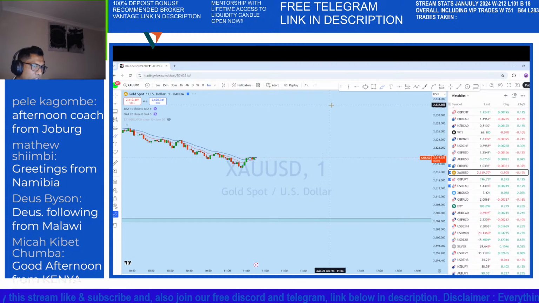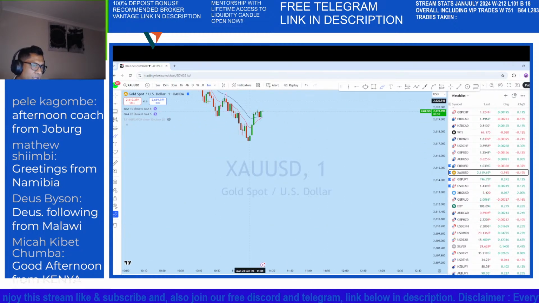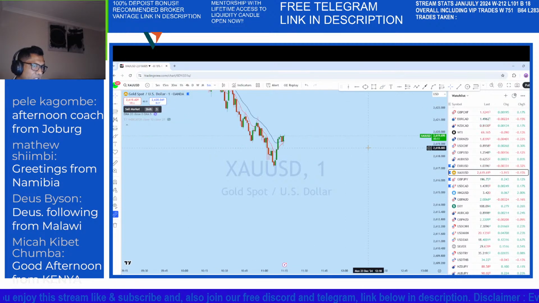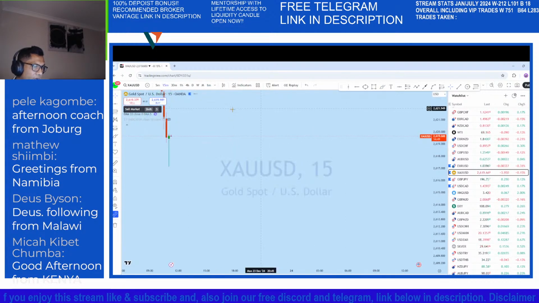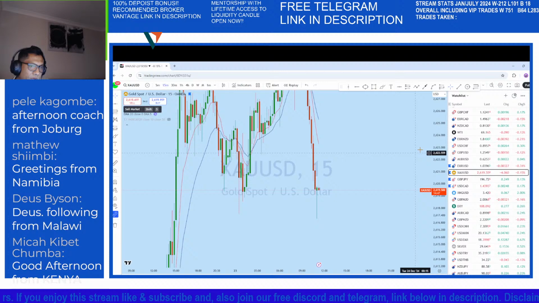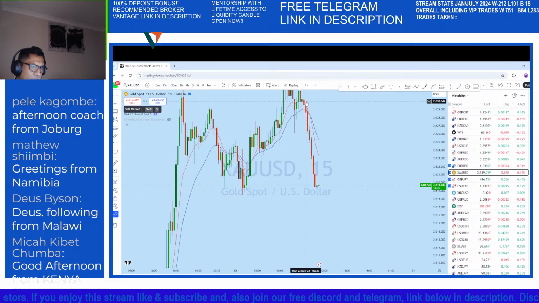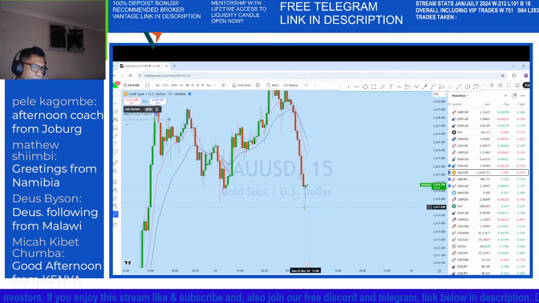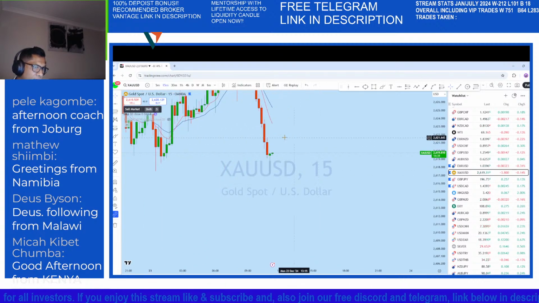If you look at the 1 minute chart here, this is the lower time frame price action on the 1 minute. And on the 15 minutes, we can see there was a sudden drop here, the price on the support level. We might see now a deeper pullback.